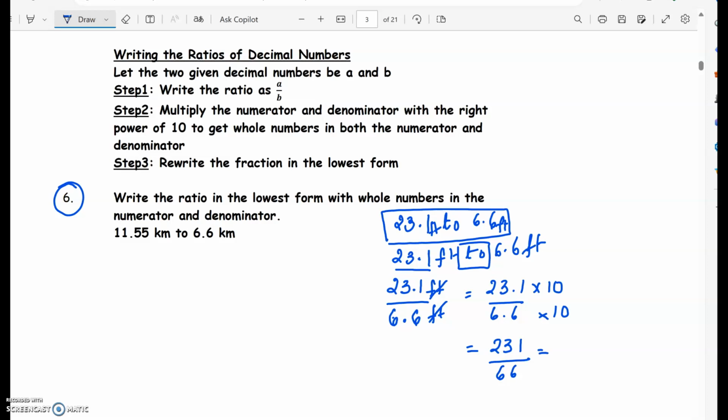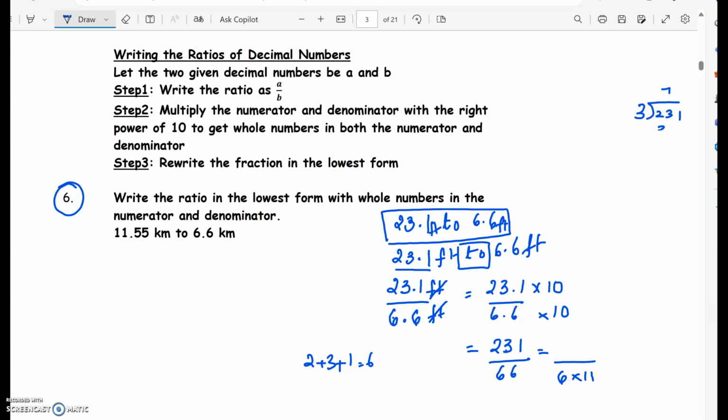Now we want to see if any factors in the numerator cancel with the factors in the denominator. So let's factor it first. So it looks like the denominator is divisible by 11. Let's see if we have the numerator, 2 plus 3 plus 1. So 2 plus 3 plus 1 is 6. 6 is divisible by 3. So therefore 231 is divisible by 3.